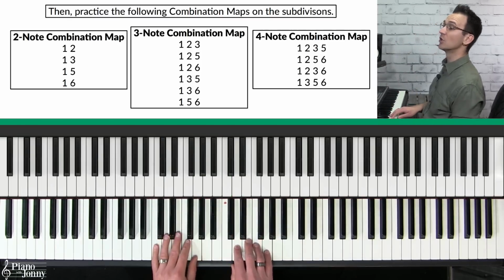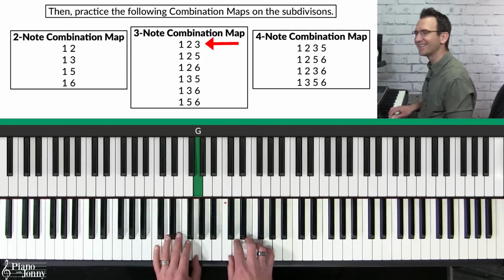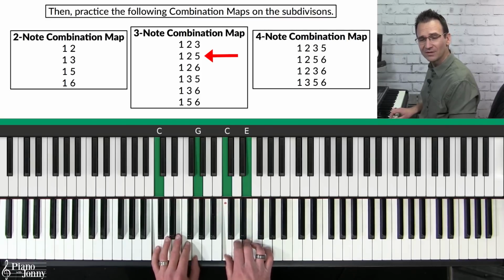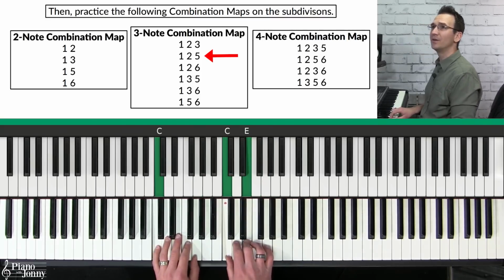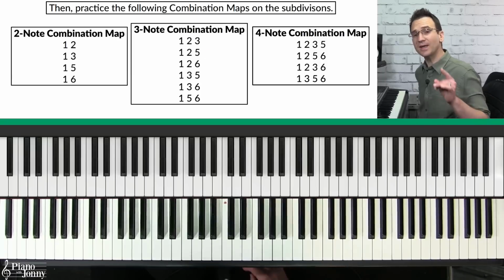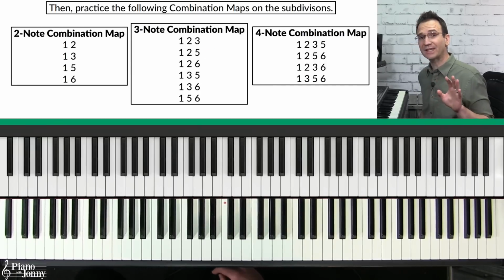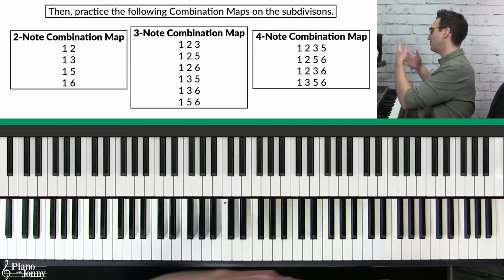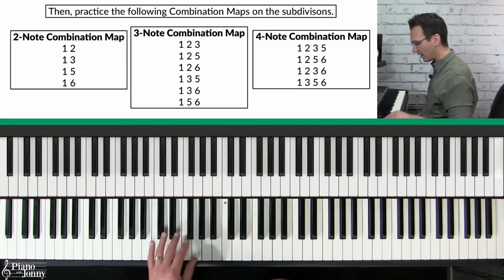3-note combinations. 1, 2, 3, 4, 5, 6. 1, 2, 3. How about the next one? 1, 2, 5. 1, 2, 3, 4, 5, 6. Let's try this same one, but now we're only going to count the primary beats. 1, 2, 3, 4. Then you do your 4-note combinations, and they're all written out here.